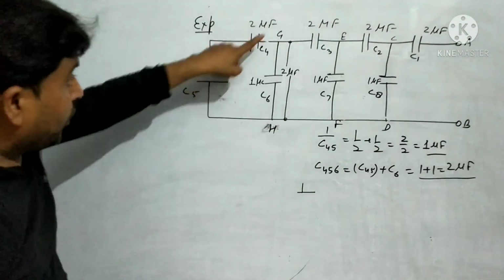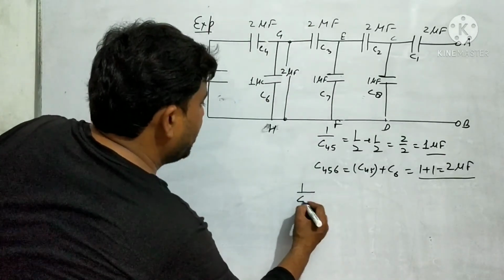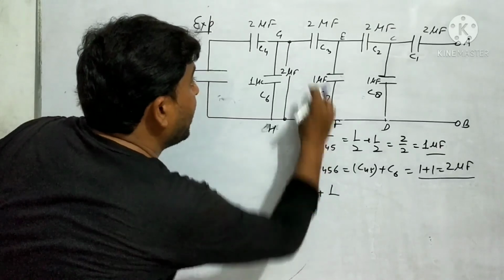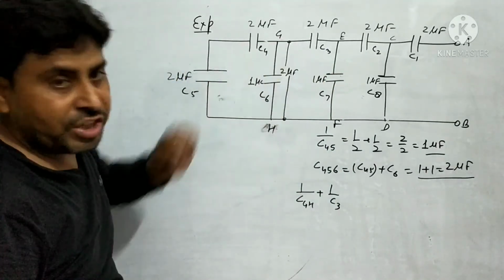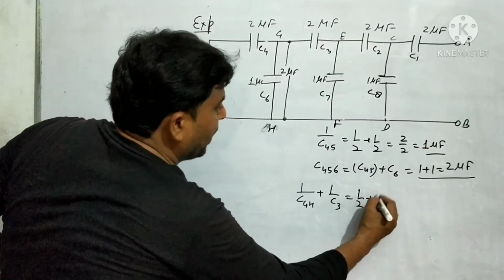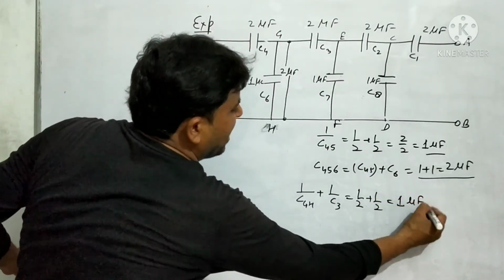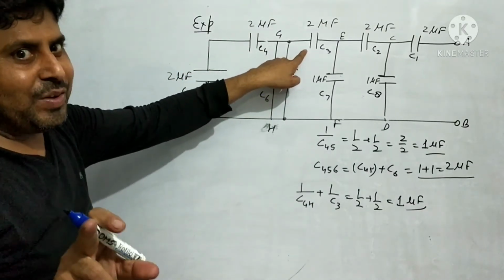Okay? G, H and that. So 1 upon C or GH plus 1 upon C3. 1 upon C3. So how much is there? 2 microfarad. 1 upon 2 plus 1 upon 2, that is again 1 microfarad. This one and this one also 1 microfarad.